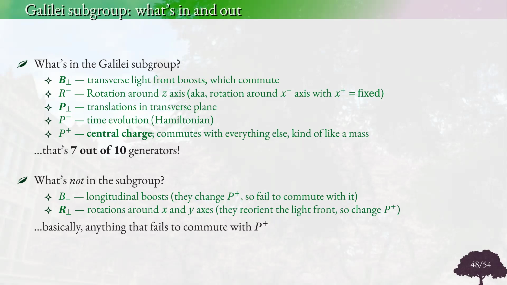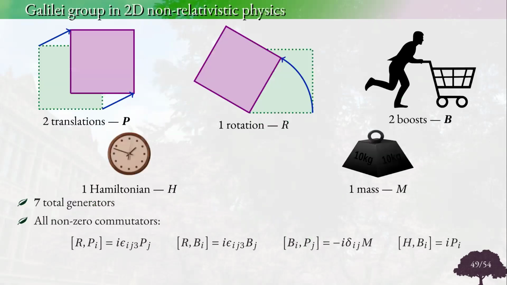And rotations around the x and y axes reorient the light front. So, of course, they change P+. Basically, anything that fails to commute with P+ isn't in the subgroup. But it's a big subgroup, 7 out of 10 generators. It's not bad. A bit of intuition, why it's called the Galilei subgroup, why it's comparable to 2-dimensional non-relativistic physics.